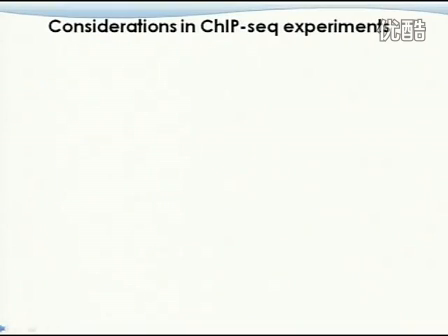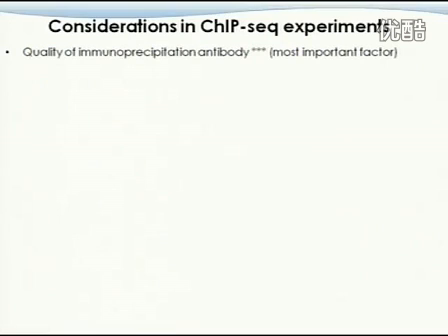All right, considerations in ChIP-seq experiment. The first consideration is the quality of antibody. When you do any experiment, you really want to get high quality data. But for ChIP-seq, the most important factor is the quality of immunoprecipitation antibodies.